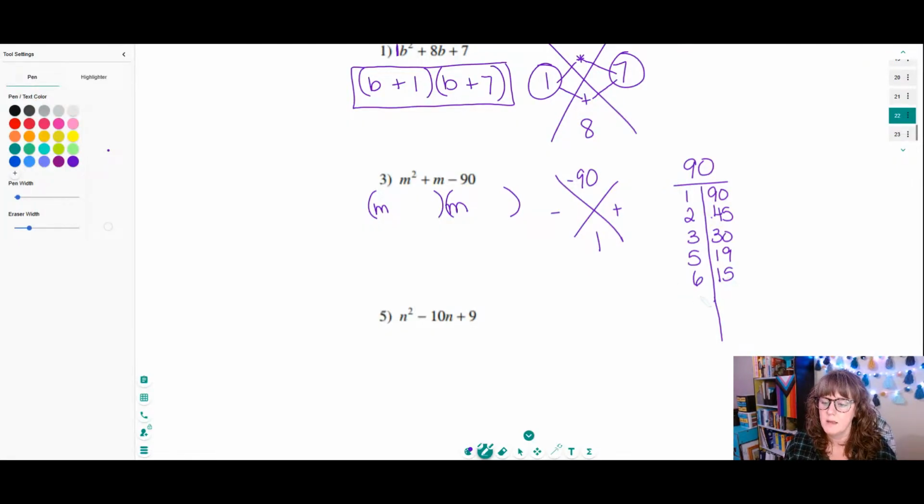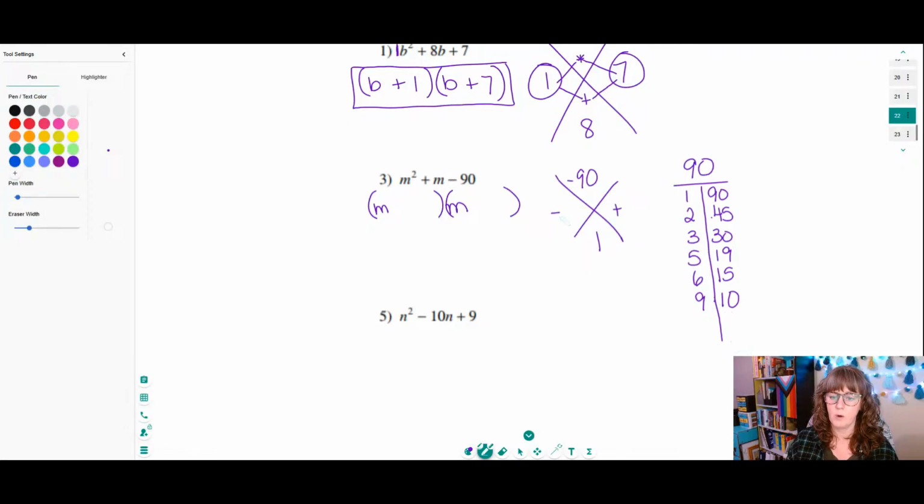Right. And then can 7 go into it? No. 8, no. Can 9? Yes, 9 and 10. And then the next number would be 10, but we already have 10 here on this side of the list. So that's how we know that we're done with the T chart.